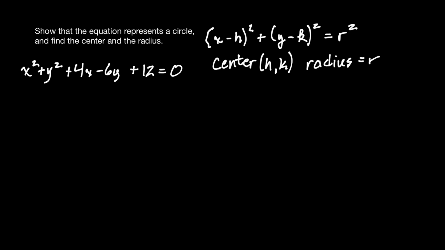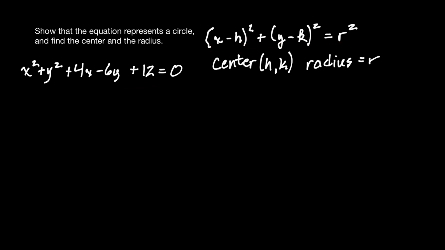So we're going to show the equation represents a circle and find the center and the radius. So this is the equation that's given, and we need to show that it's a circle. But I know that this is the general form of a circle up here. But this one doesn't quite look like that. So I have to do some algebra to make it look like this. If I can make it look like this, then I know this is a circle.